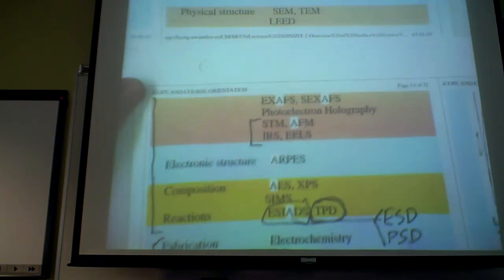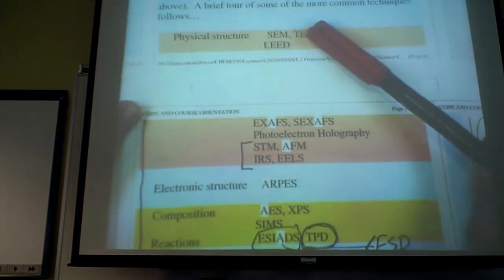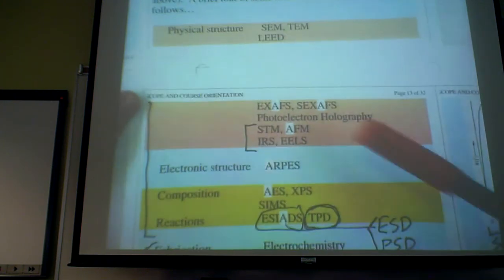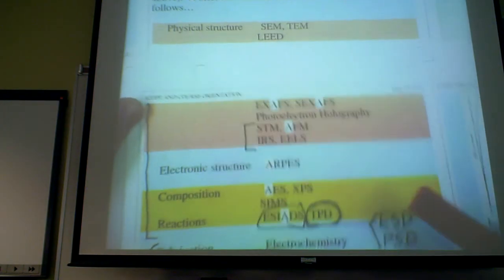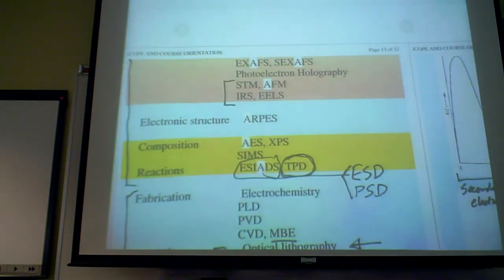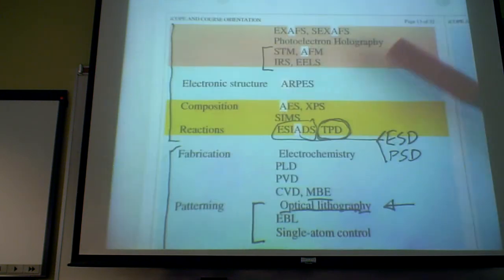Characterization features involving physical structure that we talk about. There are quite a number of them, both microscopy techniques as well as diffraction techniques. We'll look at them in a little bit more detail, perhaps later on.